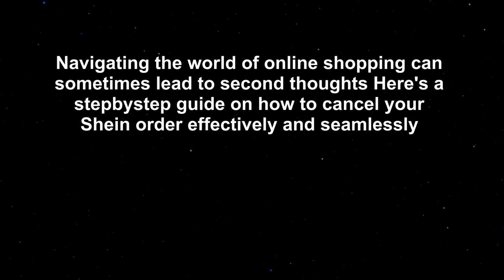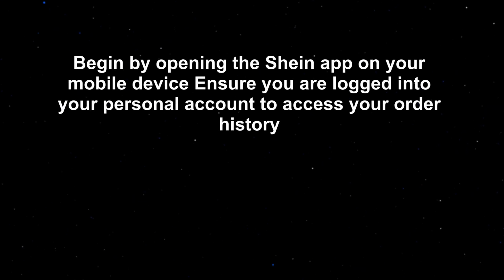Navigating the world of online shopping can sometimes lead to second thoughts. Here's a step-by-step guide on how to cancel your Shein order effectively and seamlessly. Begin by opening the Shein app on your mobile device. Ensure you are logged into your personal account to access your order history.